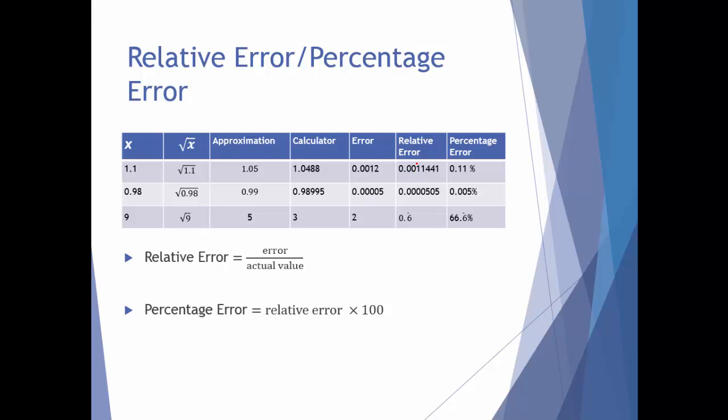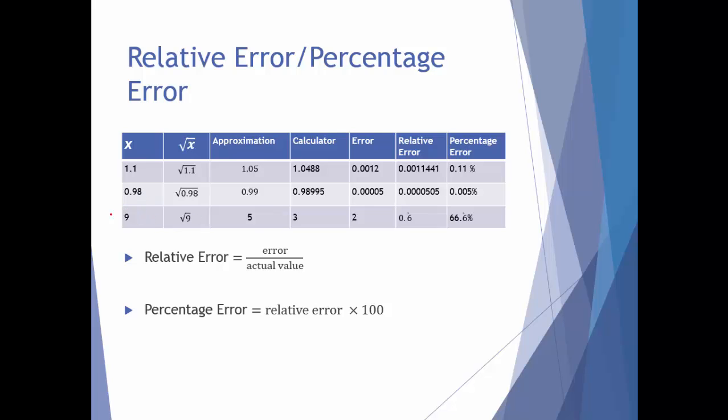So in other words, if you use the linearization for this approximation, you're only off by 0.11 of a percent, 11/100ths of 1%. That's a really small error. 0.98 is even better. If you use the linearization to approximate the square root of 0.98, your error is only off by 0.005%. That is 5/1000ths of 1%.